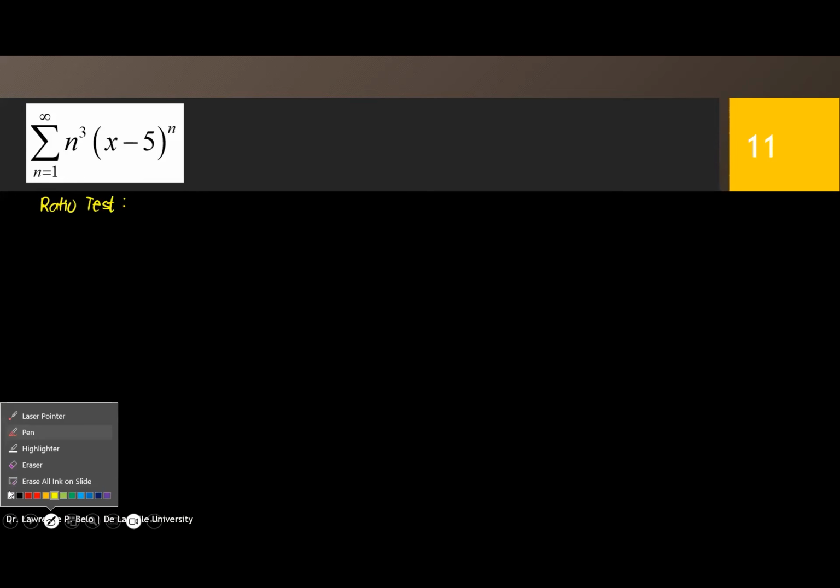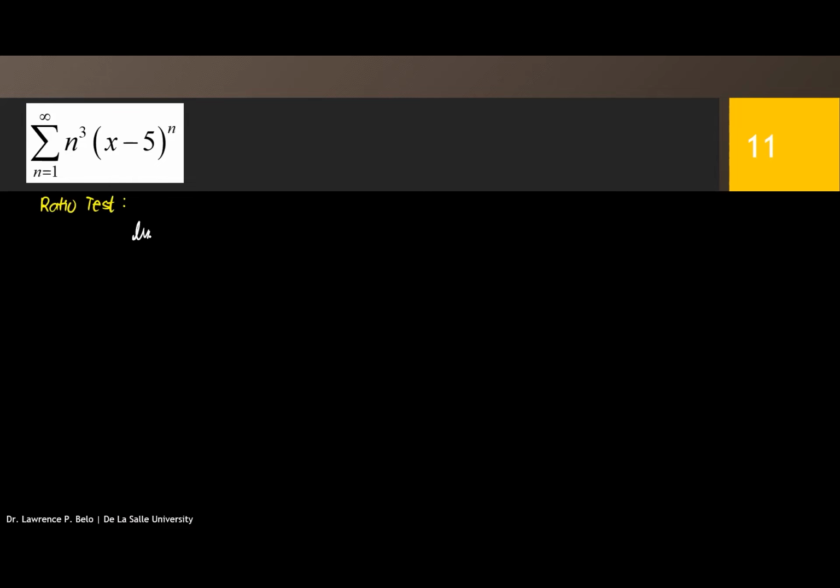So again, what is the ratio test? Let's solve for the limit as n approaches infinity of the absolute value of the one after, so it's (n plus 1) to the third, (x minus 5) raised to n plus 1, all over the original, n cubed, (x minus 5) raised to n. We know that x minus 5, n plus 1 over n can be factored out. I can say this one is the absolute value of x minus 5.